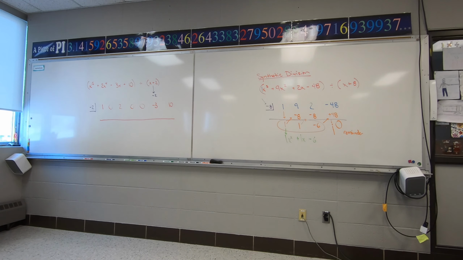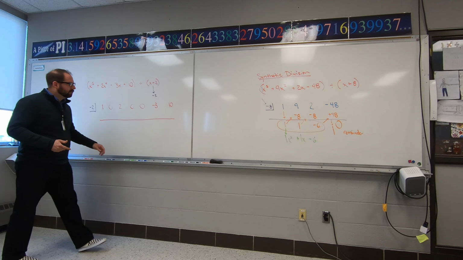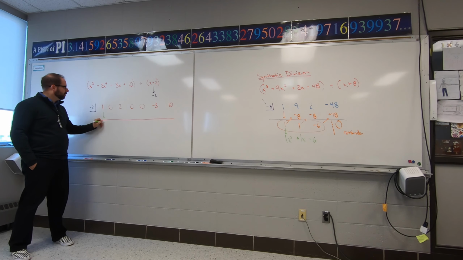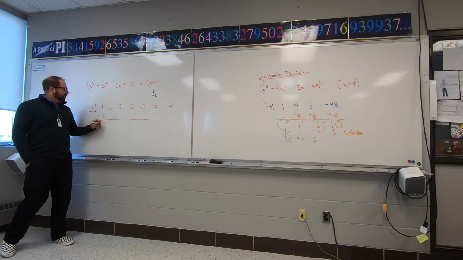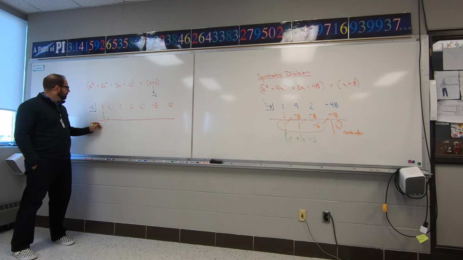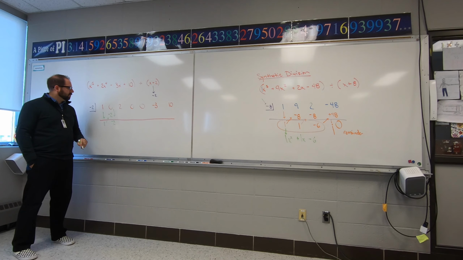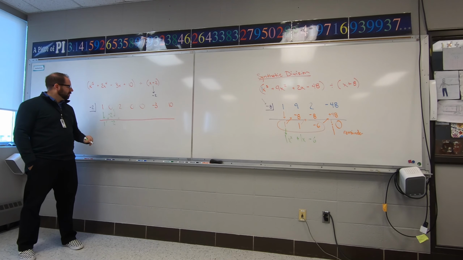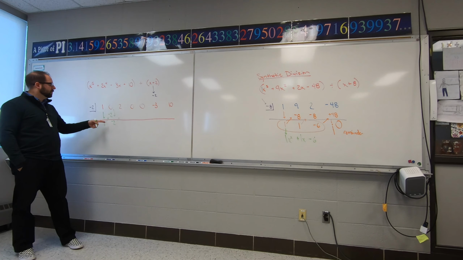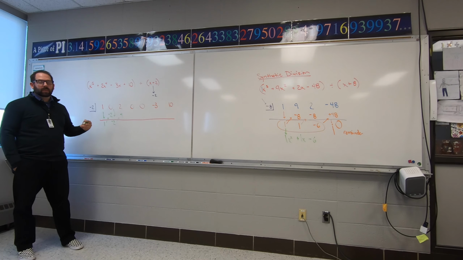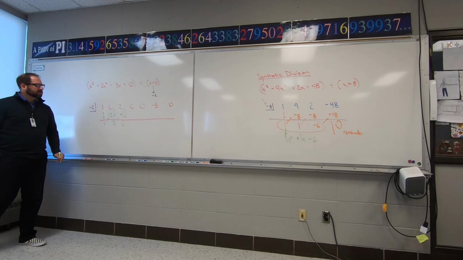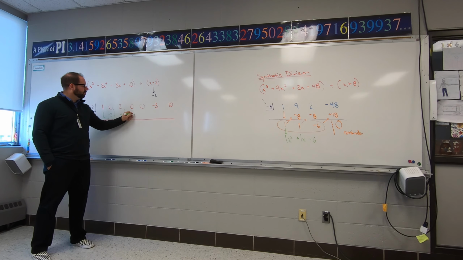Okay, now let's walk through the math here. So what do we do in the beginning? Yeah, you drop down the first number. Then you multiply by the number in the box. -2 times 1 is -2. You add straight down, you get -2. So again, you multiply by the number in the box, you add straight down. Now what do I do again? Multiply by the number in the box. So -2 times 2, that's positive 4. And I'll add straight down. So we get 6. You multiply by the number in the box. That's -12. You add straight down.